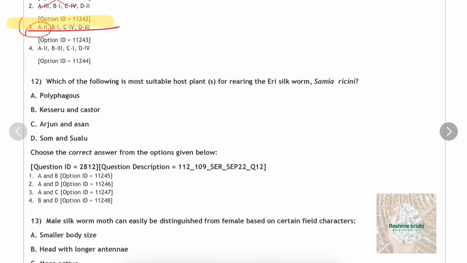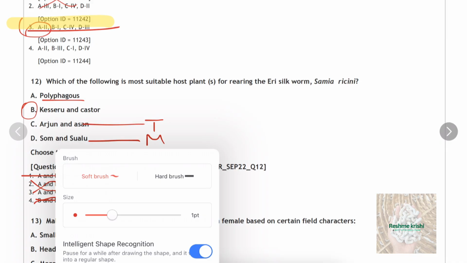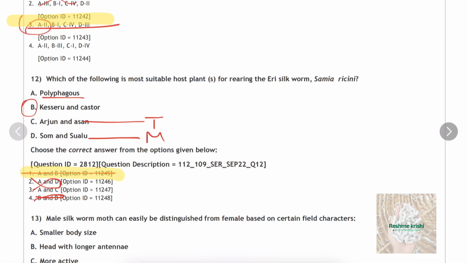Which of the following is the most suitable host plant for rearing Eri silkworm, Samia ricini? We know Arjuna and Asan is for Tasar. Done. Som and Soalu is for Muga. Then this is there. It is polyphagous, we all know, so the option would have been B, but there is a mixed option here. See, these particular options don't even have the B. And we know D is for Muga. Answer is A. Right? Answer is A.